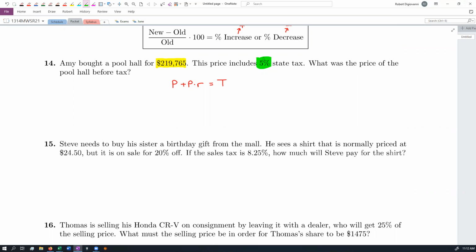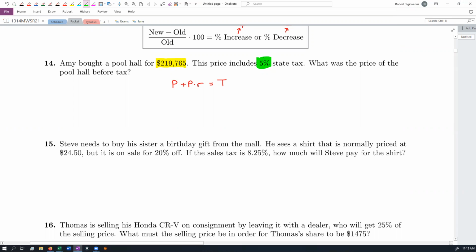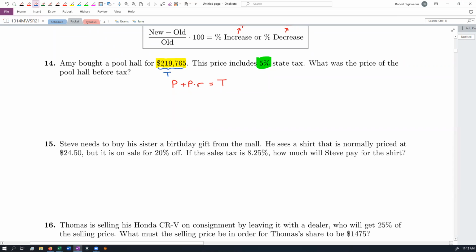Here's the question. The total? For $219,765. This price includes the tax. So it's the total. Okay, this right here is the total. And then what's the 5%? The tax rate. That's your tax rate R.